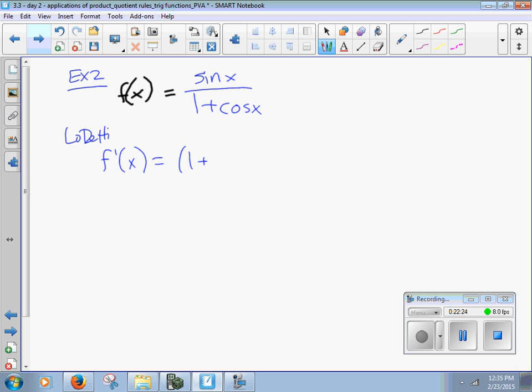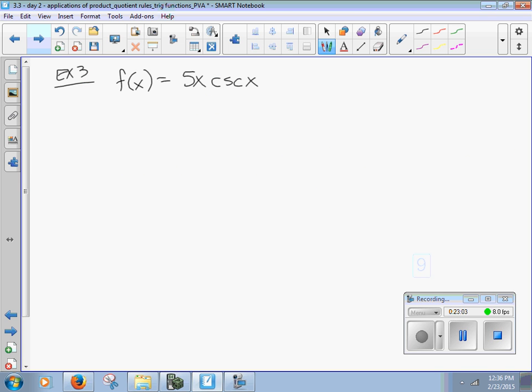Here we go. f of x is equal to sine x over 1 plus cosine x. Got to find the derivative. Quotient rule. Why? Fraction. Okay. So loaded high. So what's your load function? Does everybody agree with that? Yeah. What is the derivative of the top function? Cosine. Times cosine. Is it a plus or a minus? It's a minus because we're dividing.